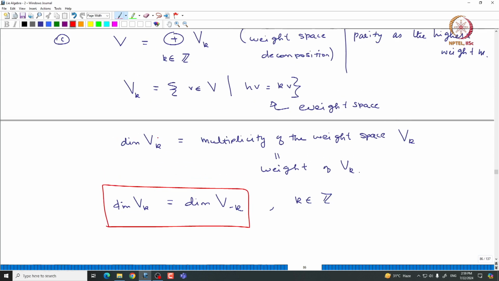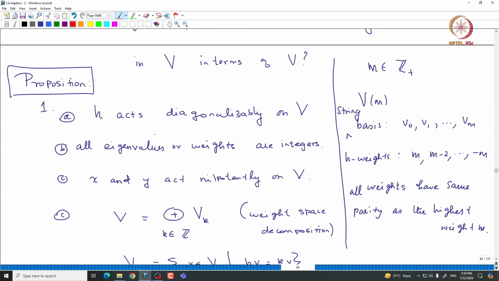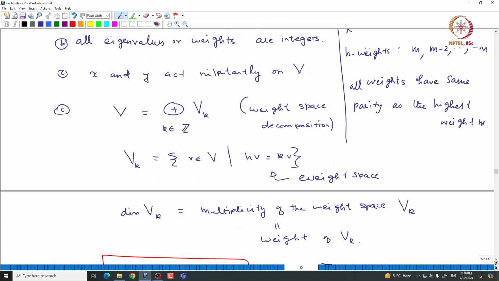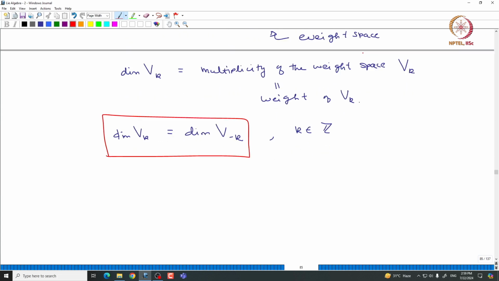So, why is this true? Because this is true for an irreducible module. If we take all weight spaces of this irreducible module Vm, we observe that all of them are actually one dimensional, and whenever some weight k appears in Vm, then minus k also appears and the dimension of that is also 1. So, because of that you can immediately conclude the kth weight space of V has the same dimension as the minus kth weight space of V.